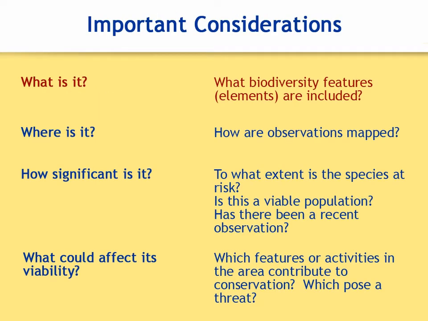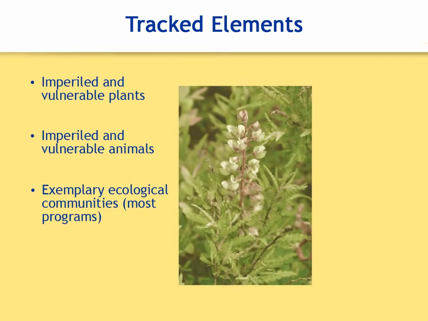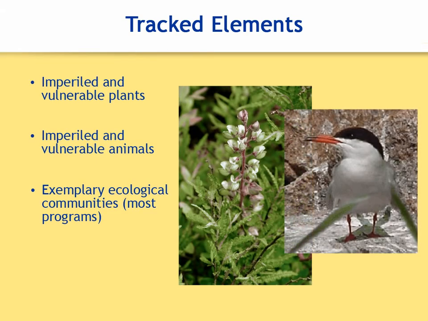Let's start with this question. What do you receive when you get data from NatureServe? Or in our jargon, what elements of biodiversity are included in the data? Our member programs do not track, that is, map the locations of all species and ecosystems. Species must be imperiled or vulnerable to be included, and ecological communities must be exemplary.